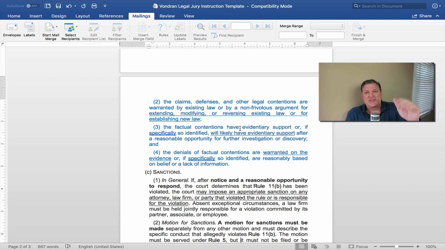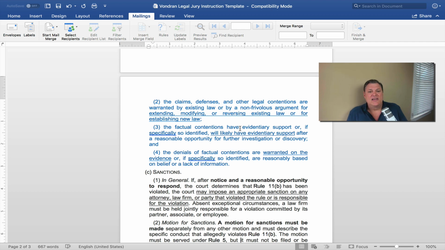No, an attorney or a party is able to present law to extend, modify, or reverse existing law or for establishing new law. But again, there's a good faith requirement that you're actually trying to do something that makes sense, betterment for society, that is not just some frivolous argument, okay? So that is the second thing you're certifying, okay?